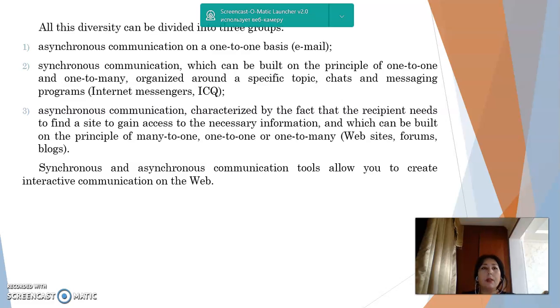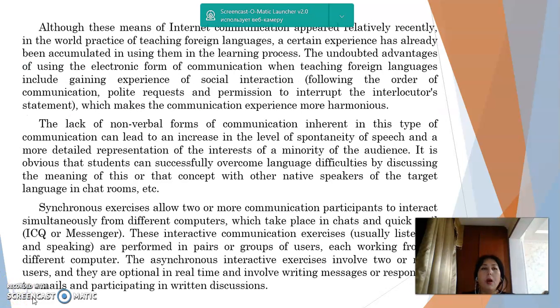The third group is asynchronous communication, characterized by the fact that the recipient needs to find a site to gain access to the necessary information, and which can be built on the principle of many-to-one, one-to-one, or one-to-many: websites, forums, blogs. Synchronous and asynchronous communication tools allow you to create an interactive communication on the web. Although these means of Internet communication appeared relatively recently in the world practice of teaching foreign language, a certain experience has already been accumulated in using them in the learning process.